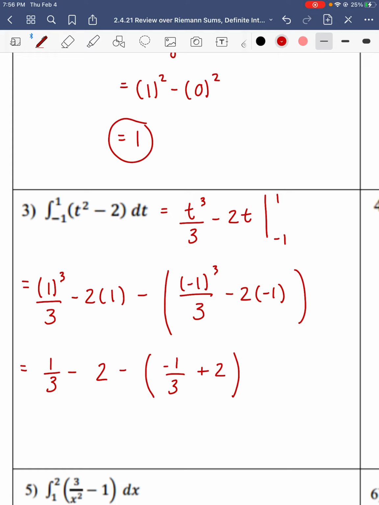And if we distribute that negative, this would become 1/3 minus 2 plus 1/3 minus 2. So if we simplify this, you get these become -6 over 3. So -6 over 3 plus -6 over 3 is -12 over 3. Plus 2 over 3 would just be -10 over 3.